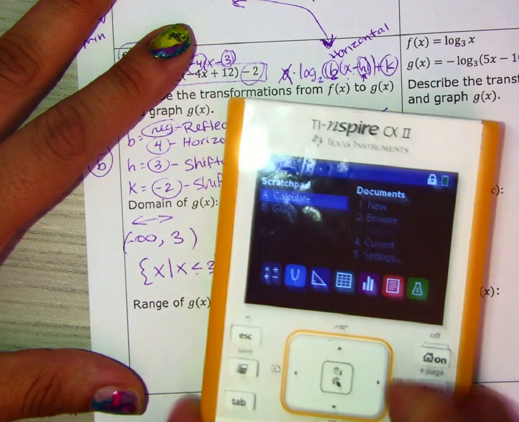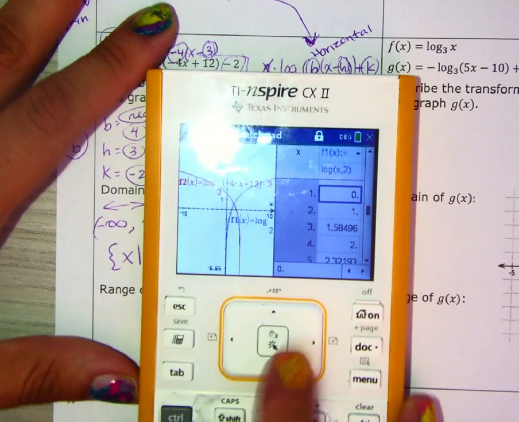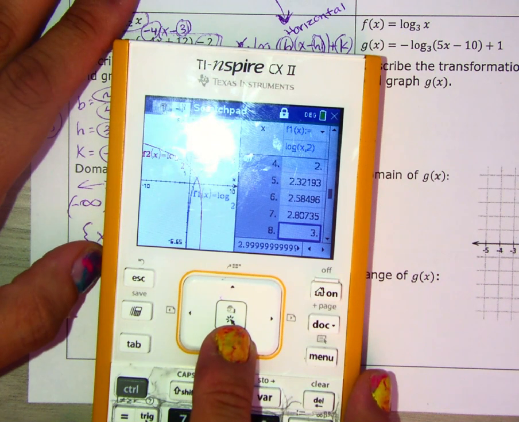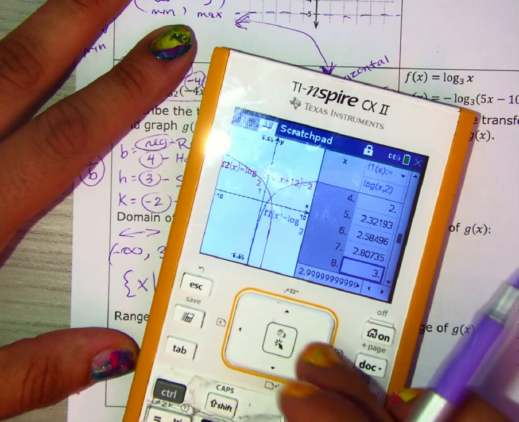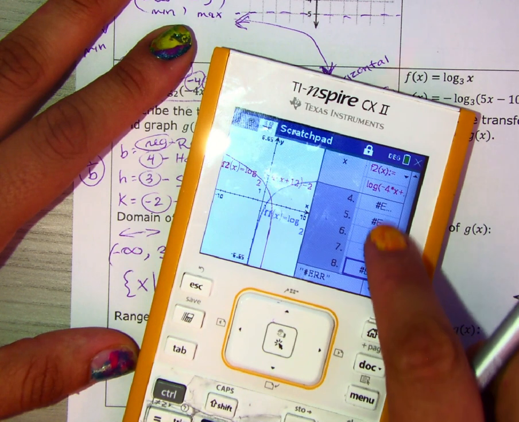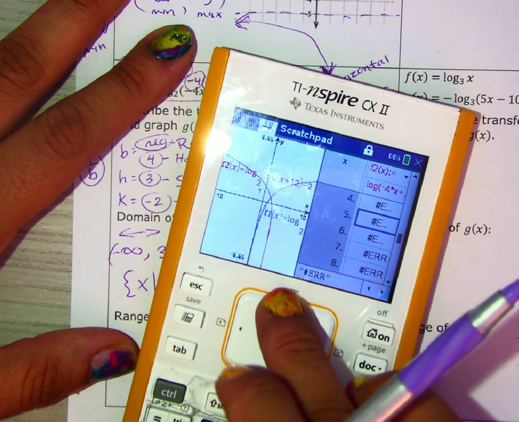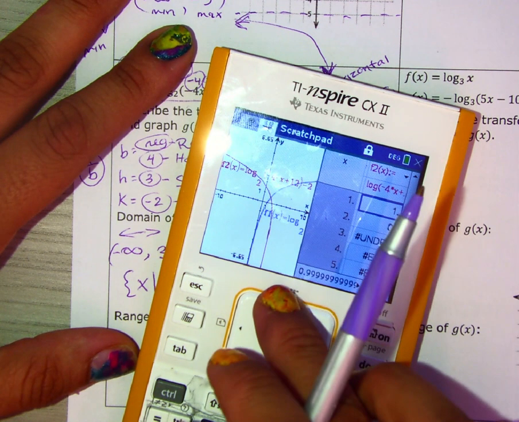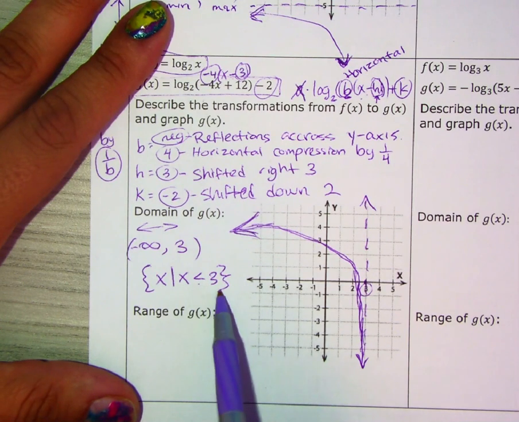And also, if you go to the table, you're going to notice that here, well, I guess I'm in the wrong graph because this is the blue one and we want the red one. So let me switch. Notice all the errors that exist right there when the x are positives. And then as it approaches below 3, it starts giving you values. So anything up to 3 is your domain.